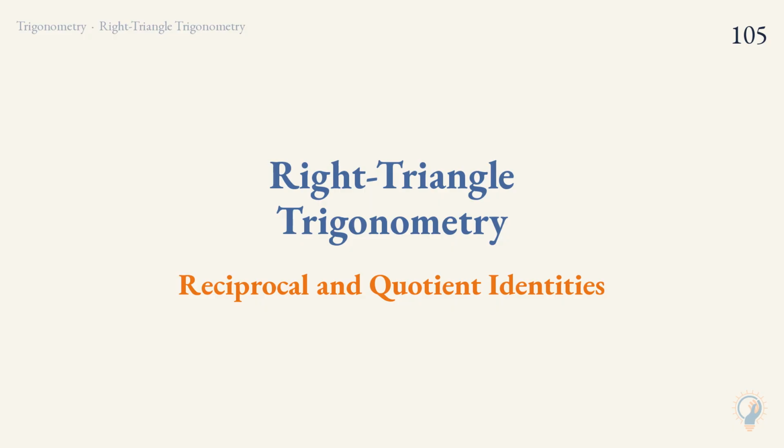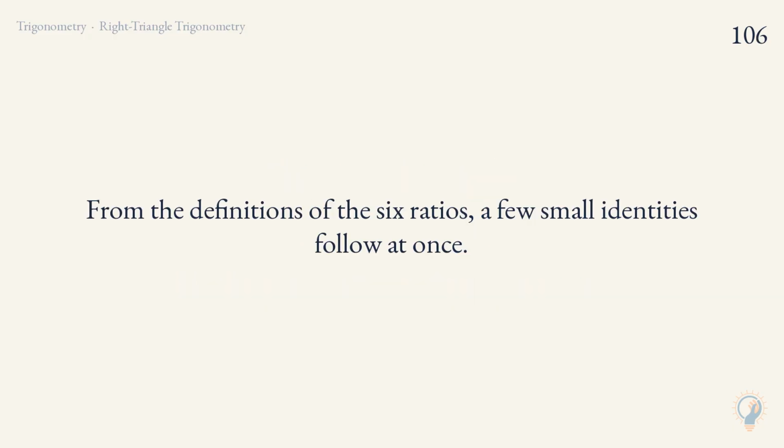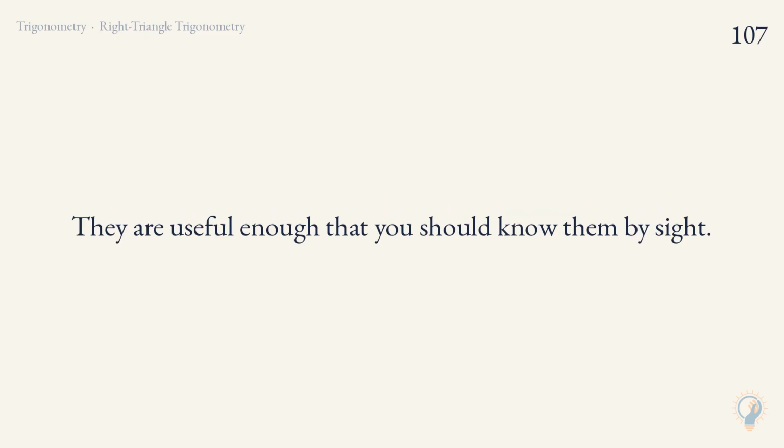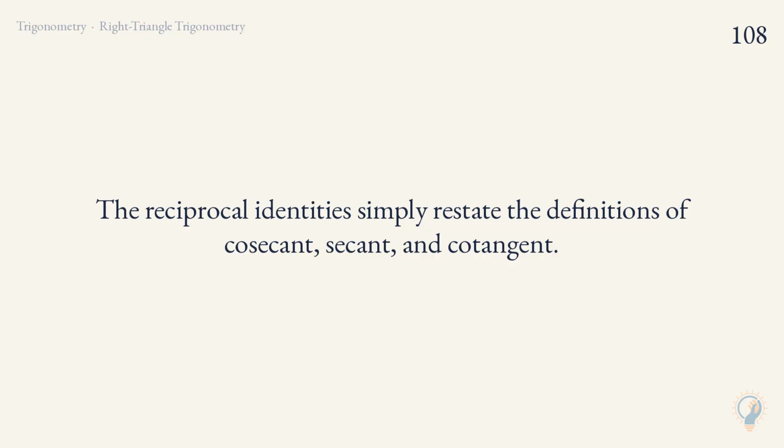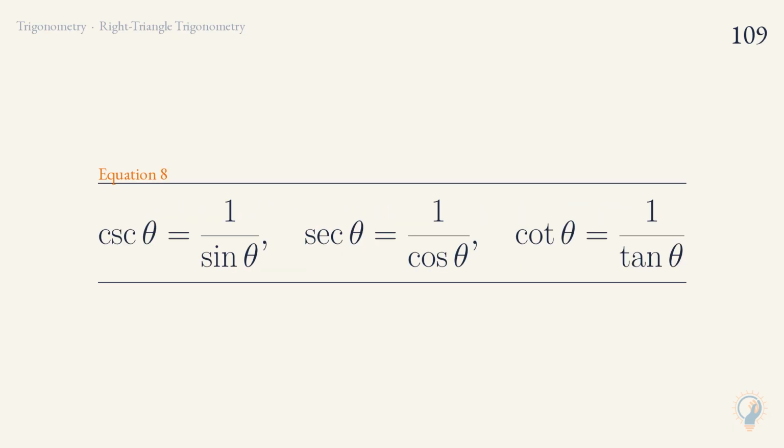Reciprocal and quotient identities. From the definitions of the 6 ratios, a few small identities follow at once. They are useful enough that you should know them by sight. The reciprocal identities simply restate the definitions of cosecant, secant, and cotangent. Equation 8. The reciprocal identities.